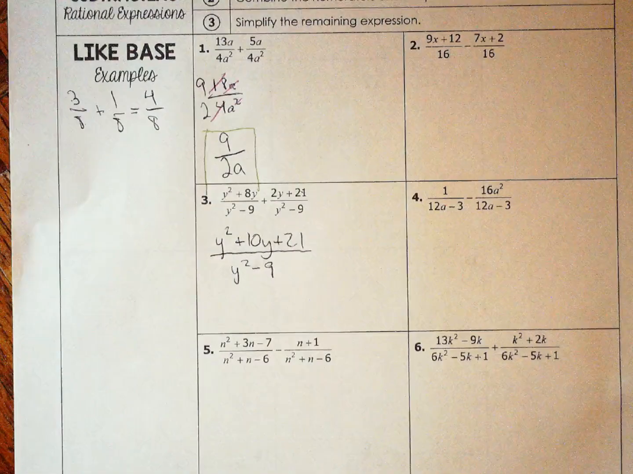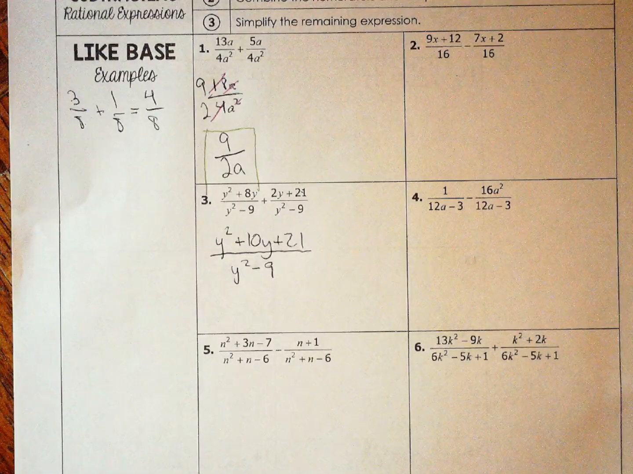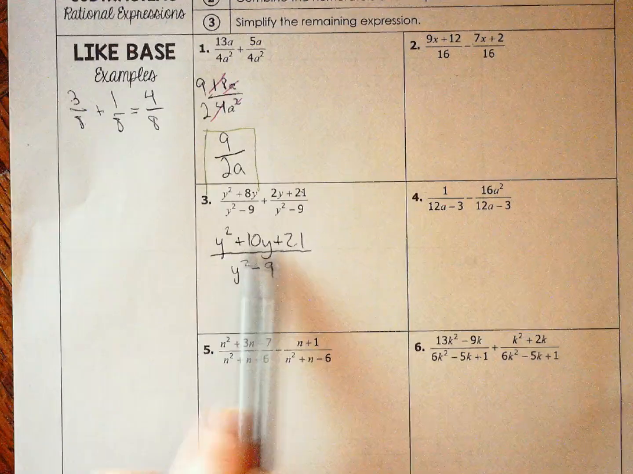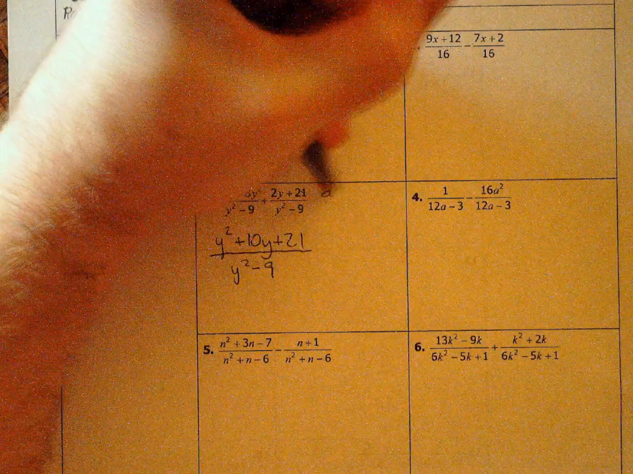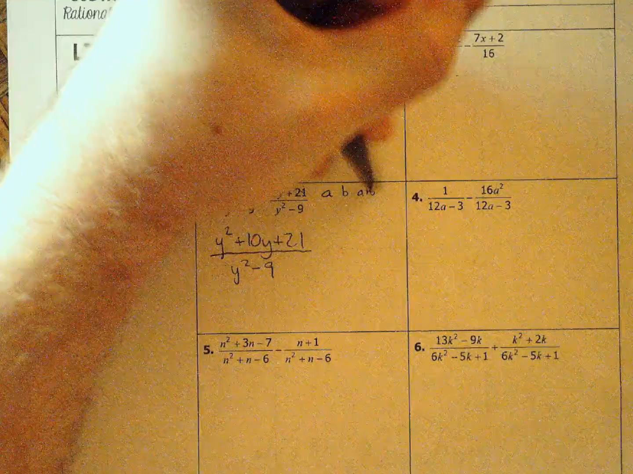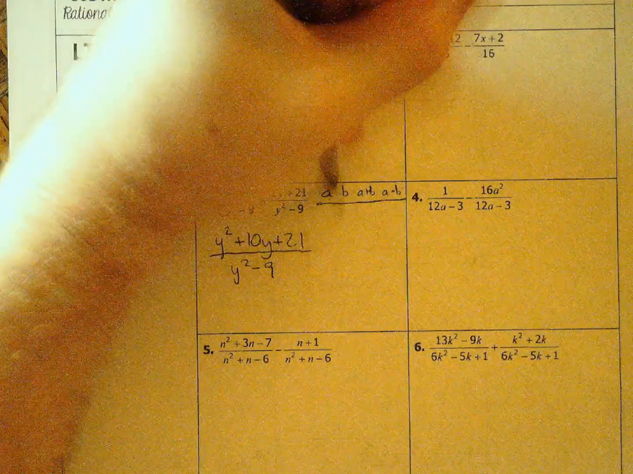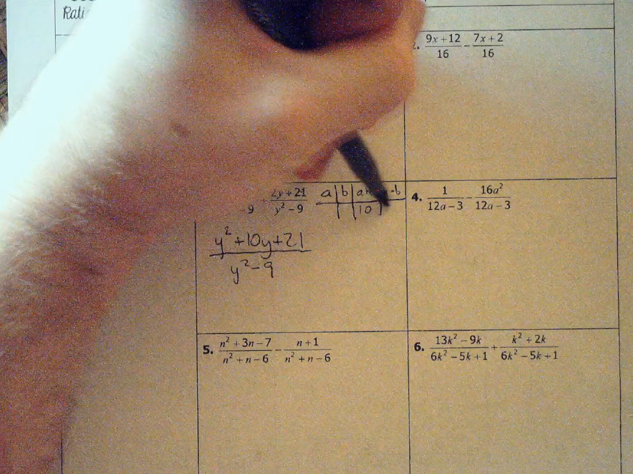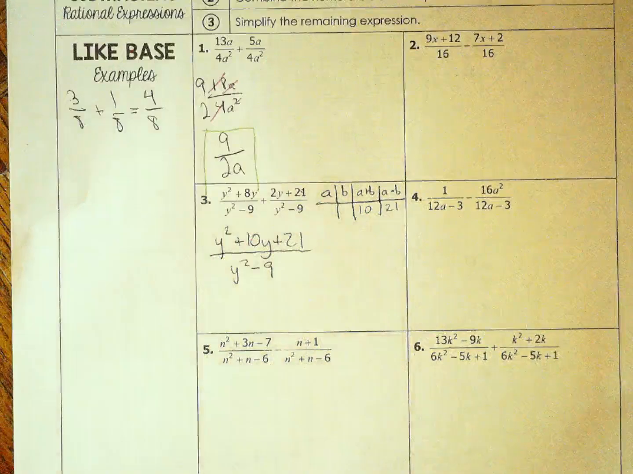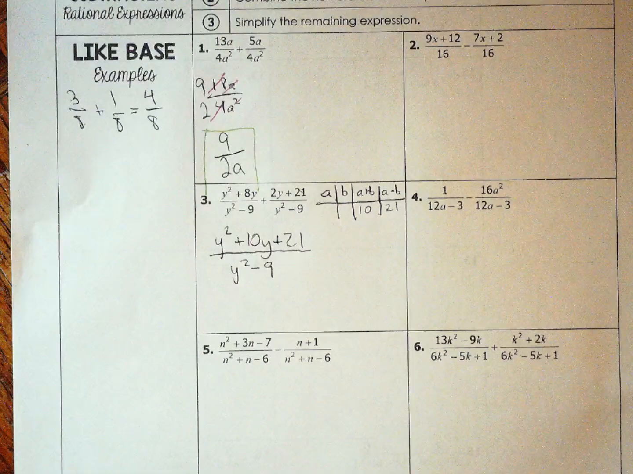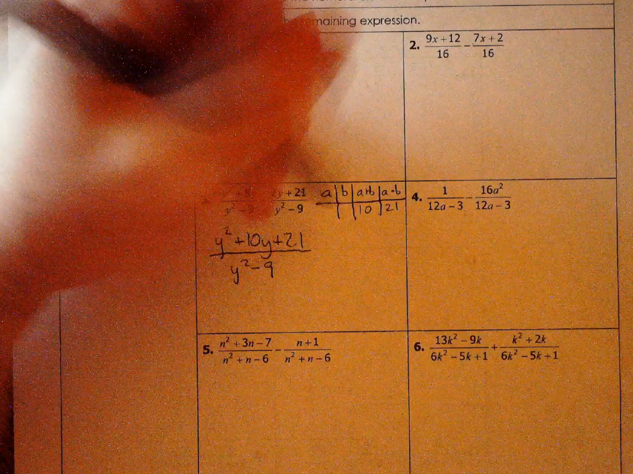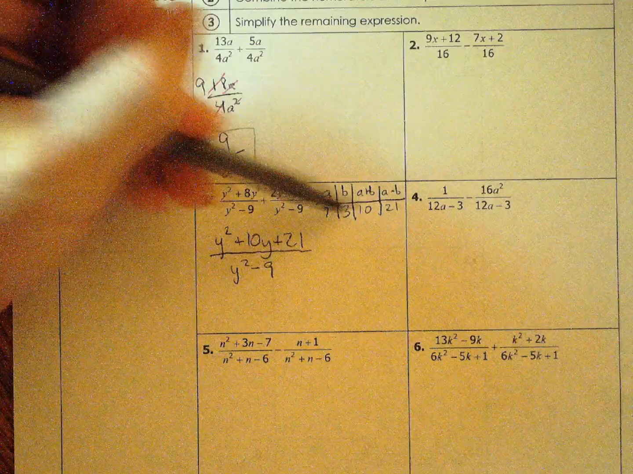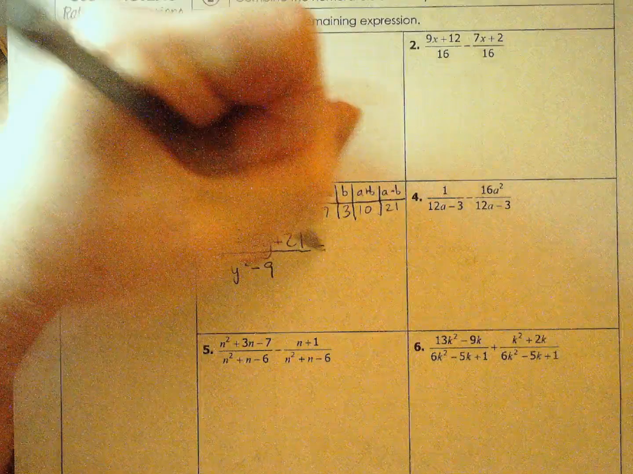Okay? So when you're in this situation, we want to see, can we factor this, and can we try and cancel something out? So if I try and factor my numerator here, y squared plus 10y plus 21, I want to make a little AB table. Right, and a plus b is 10, a times b is 21, and so I want something that adds to 10 and multiplies to 21, and that occurs to me to be 7 and 3, right? 7 times 3 is 21, and 7 plus 3 is 10.